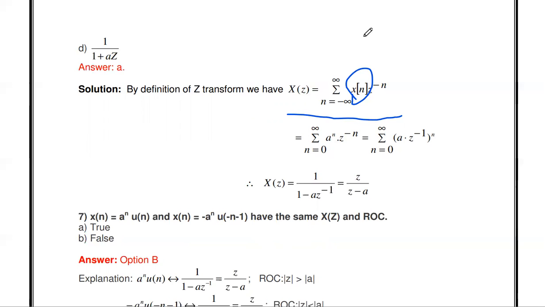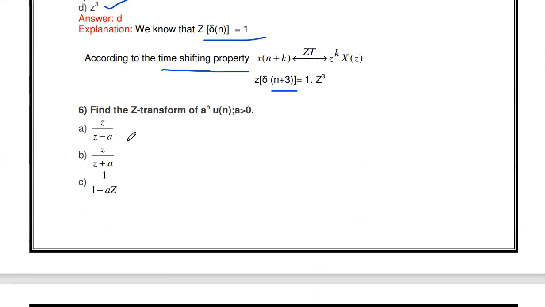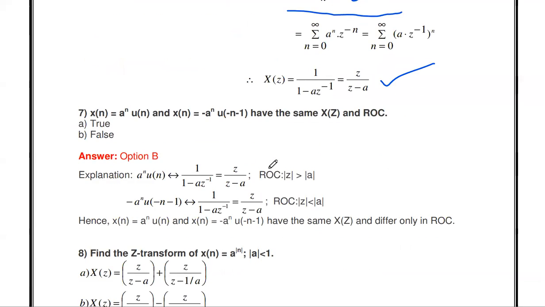According to the generic summation series, the answer for this series is 1 by 1 minus a into z inverse. Converting z inverse into 1 by z, we get z by z minus a. So the a power n u of n signal has the Z transform z by z minus a. You just remember these answers. Simply u of n means z by z minus 1, and a power n u of n means z by z minus a, the constant a. Okay, so this is the Z transform.